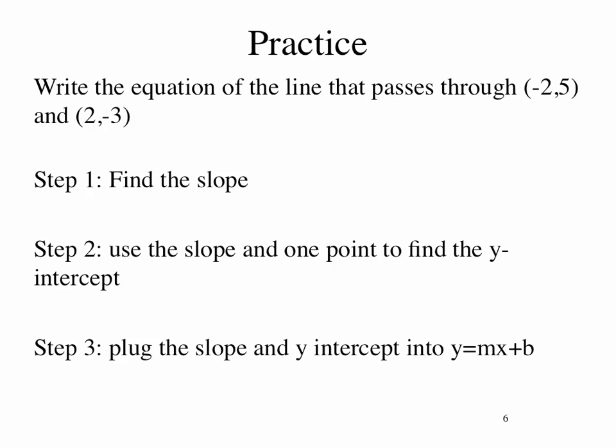I'd like you to pause this presentation and work through this practice problem. Write the equation of the line that passes through -2, 5 and 2, -3. Remember, step 1 is to find the slope. Step 2 is to use the slope in either point to find the y-intercept. And step 3 then is to plug the slope and the y-intercept in for m and b in the y equals mx plus b equation. When you think you've got it, please resume this presentation.